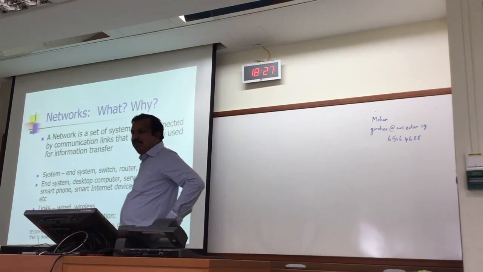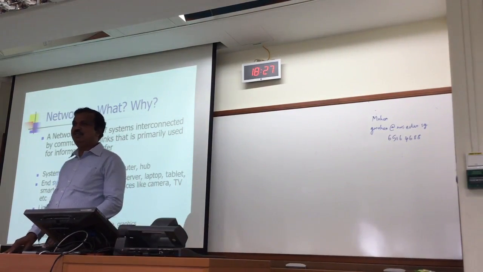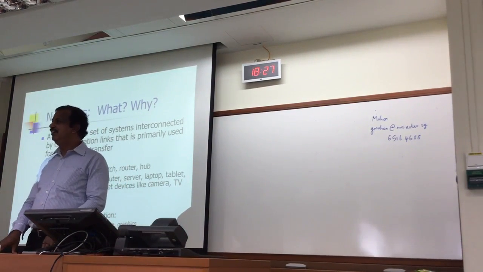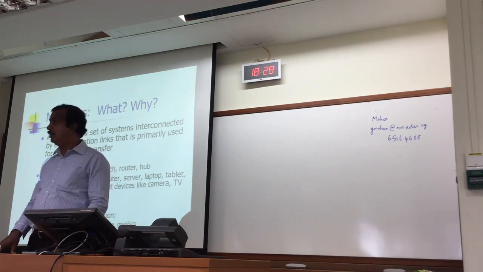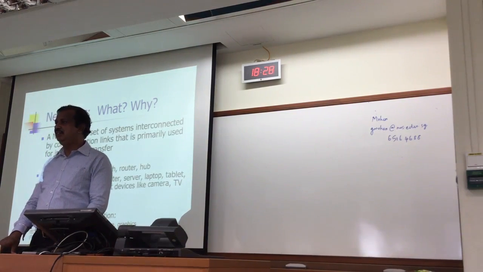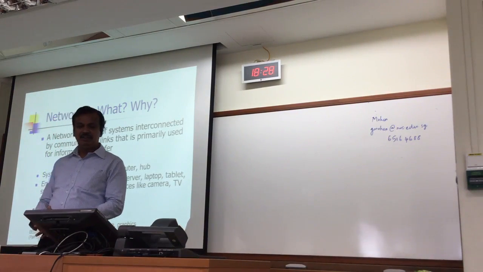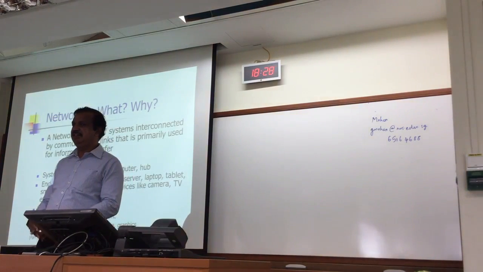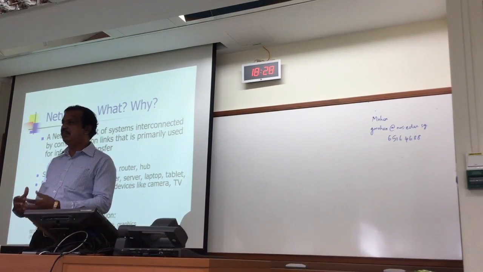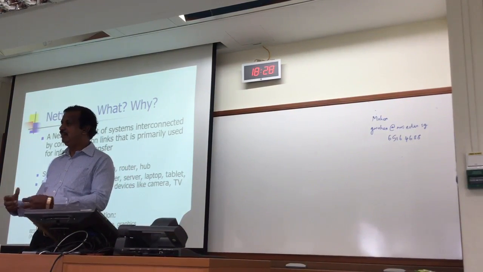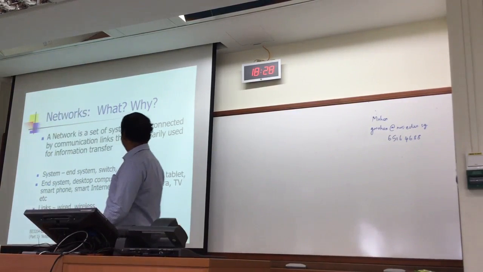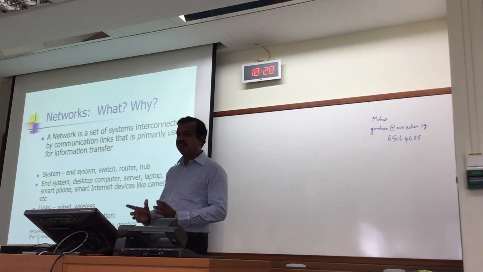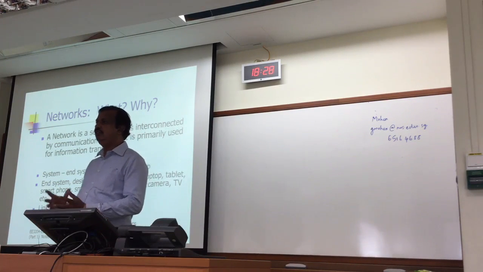I don't need to explain much on why we need networks, what a network is and all, because the internet or network has become a part of our life. But to define it formally, a network is a set of systems. It should have at least two, otherwise there's no point calling it a network. So it's a set of systems interconnected by communication links, primarily used for information transfer.